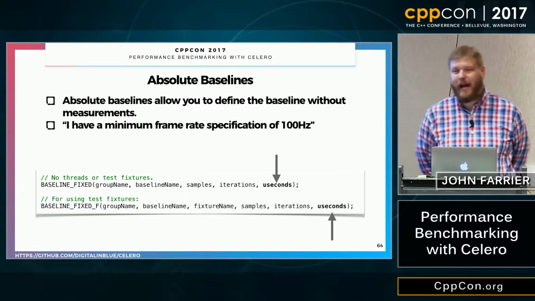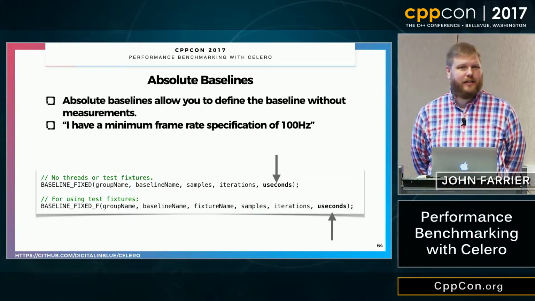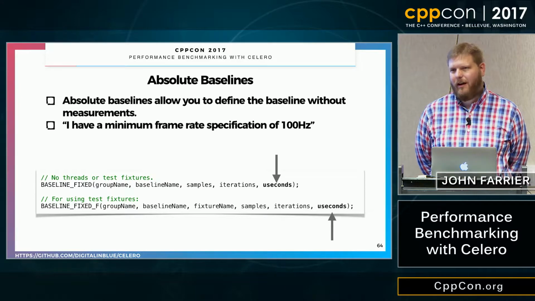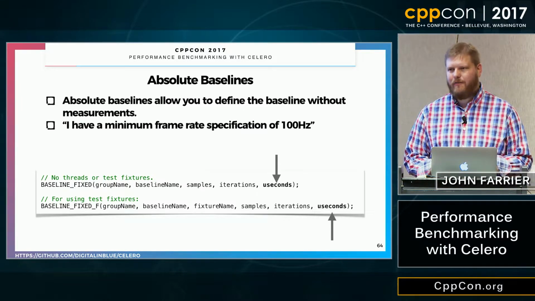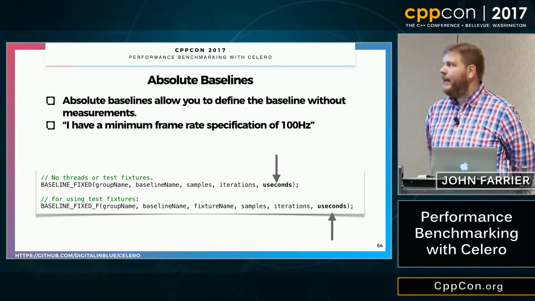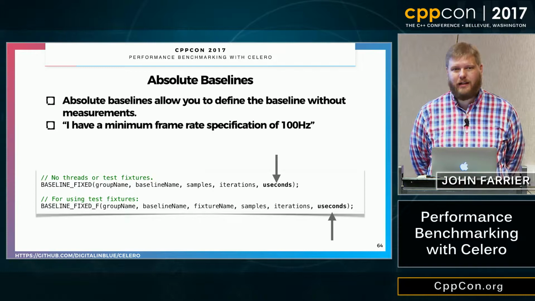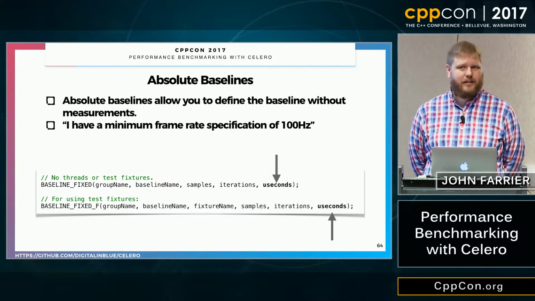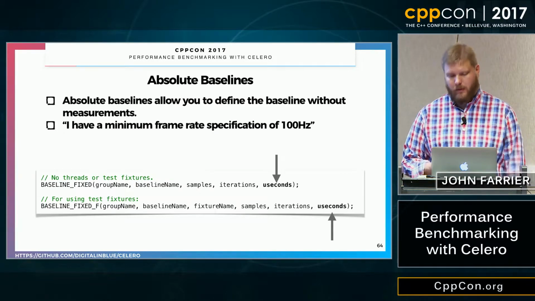We can also do absolute baselines. And that may be something like, I just need to get this thing running 100 times a second or 1,000 times a second. I've got a target I'm aiming for. You can just put that number in directly. Nothing will get run. It'll just record your baseline case and the number of microseconds that takes, and move on and start to compare everything against a fixed number.